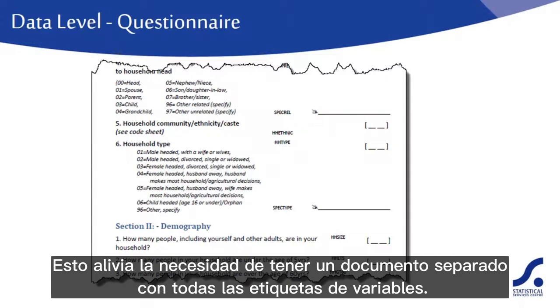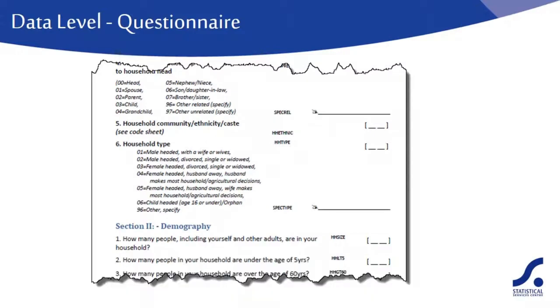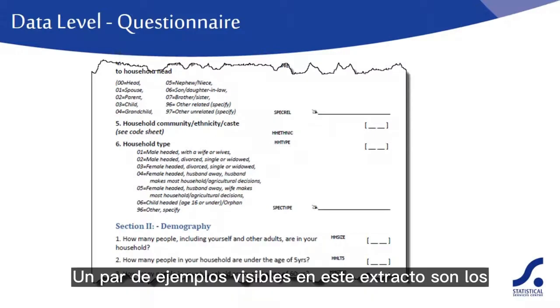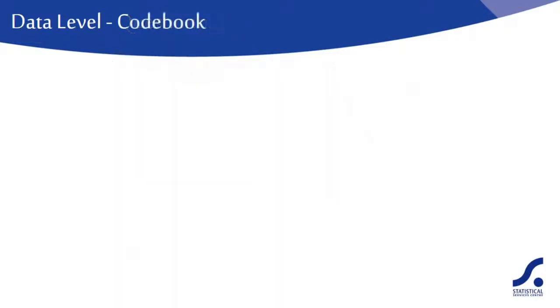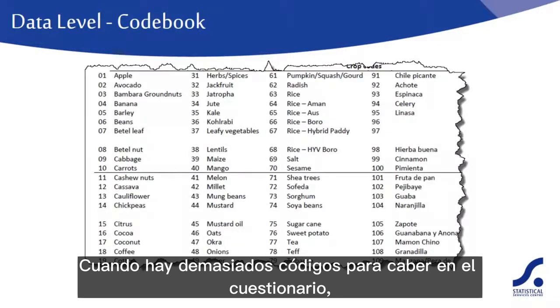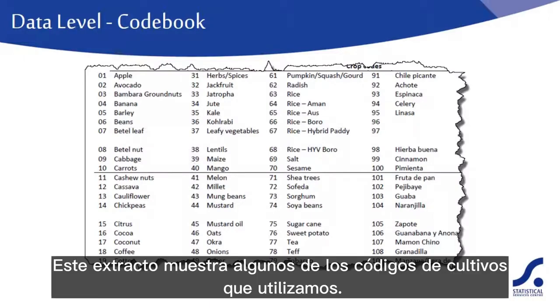In the questionnaire used for the survey, we have included variable names. This alleviates the need to have a separate document with all the variable labels. We've also included many of the codes within the questionnaire. A couple of examples visible in this extract are the relationship of the respondent to the household head and the household type. Where there are too many codes to fit onto the questionnaire, we have included a separate codebook. Part of the codebook is shown here. This extract shows some of the crop codes that were used.